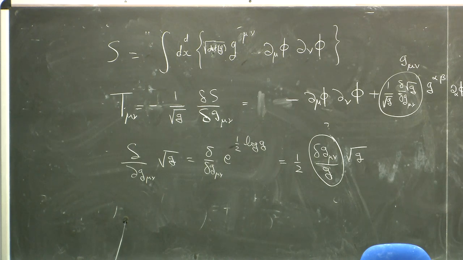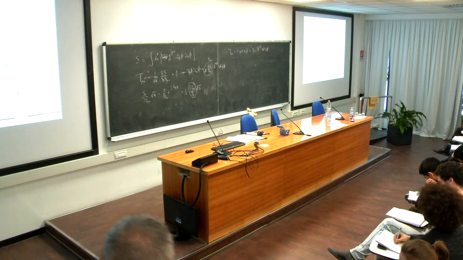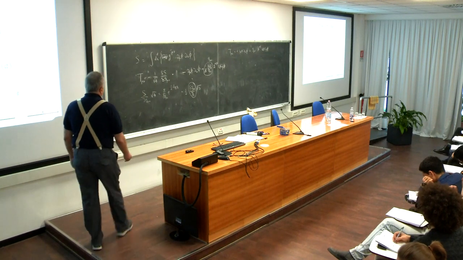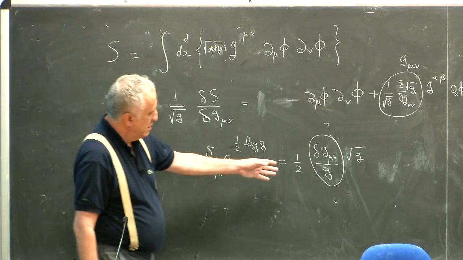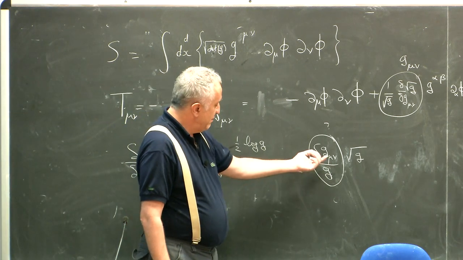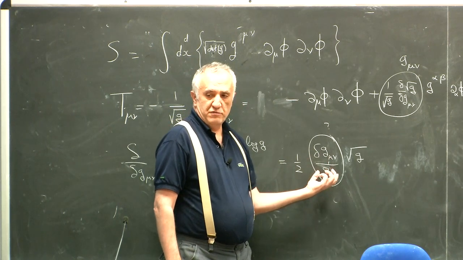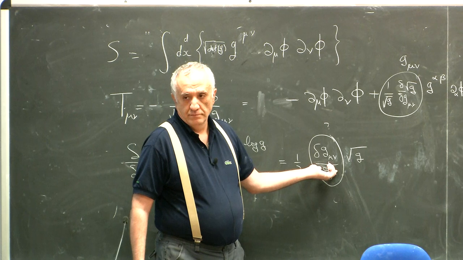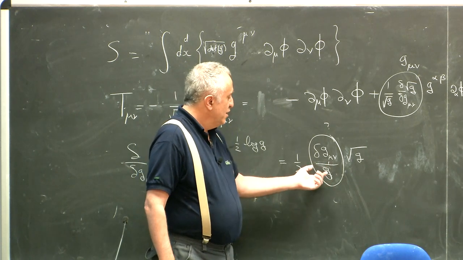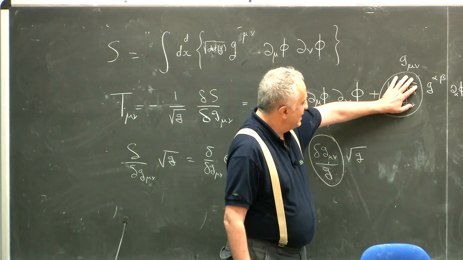Yes, you can do that in two dimensions. But in D dimensions, which is what I'm doing now, it's a little difficult. And what do we mean by a functional derivative, the delta g mu nu over g? It's like a derivative, but it's a variation because this is not a parameter, it's a function. Then it's the variation multiplied by some function, and this function has to be some function of g. There is no other choice. So what exactly is true, I don't know, but I know that this is the right answer.